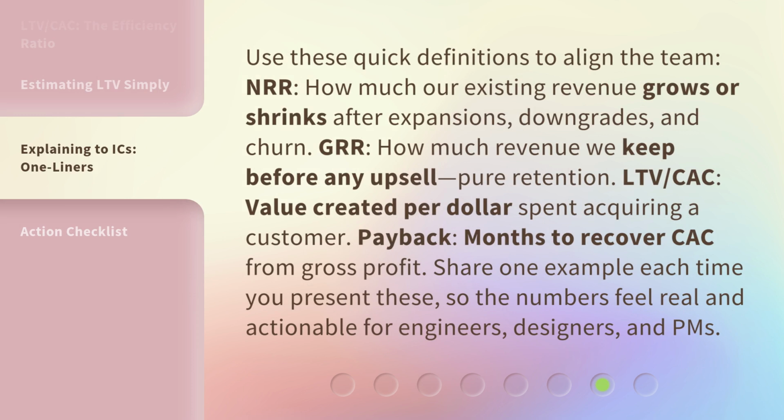Use these quick definitions to align the team. NRR: how much our existing revenue grows or shrinks after expansions, downgrades, and churn. GRR: how much revenue we keep before any upsell, pure retention. LTV/CAC: value created per dollar spent acquiring a customer. Payback: months to recover CAC from gross profit. Share one example each time you present these, so the numbers feel real and actionable for engineers, designers, and PMs.